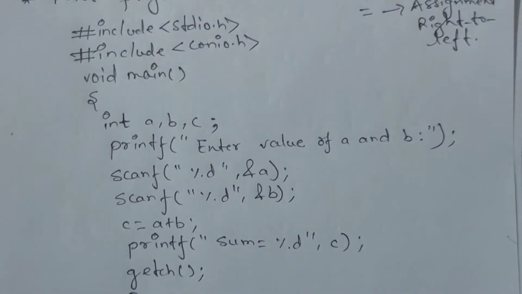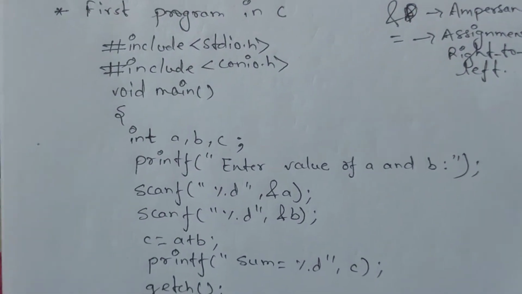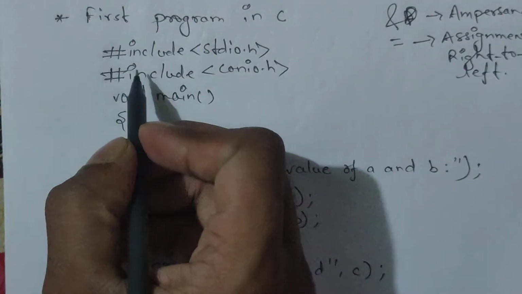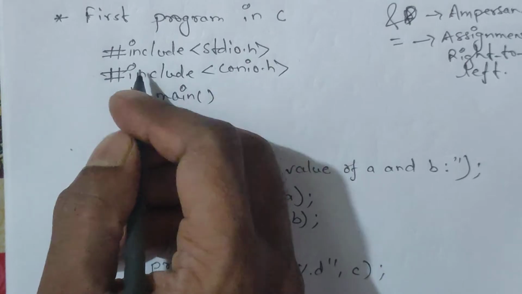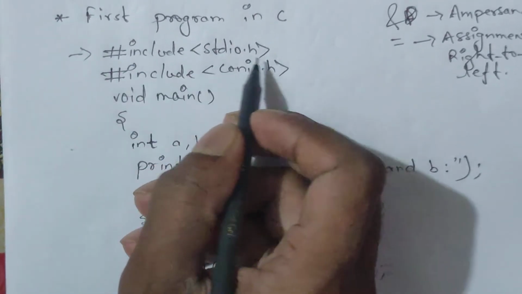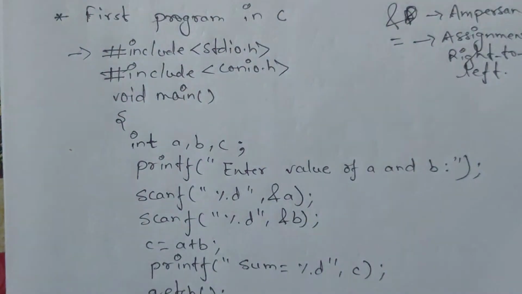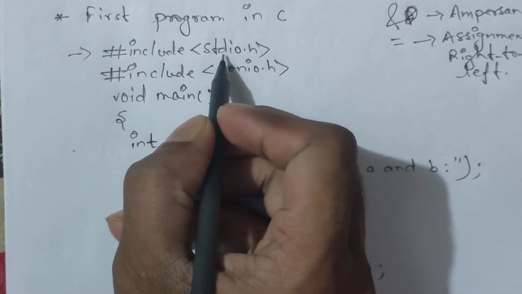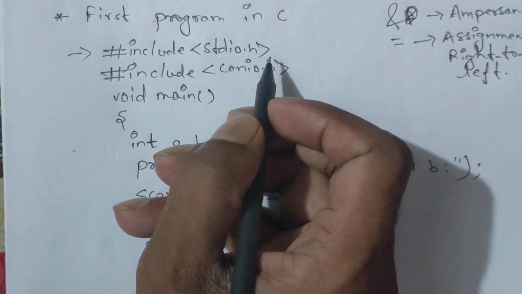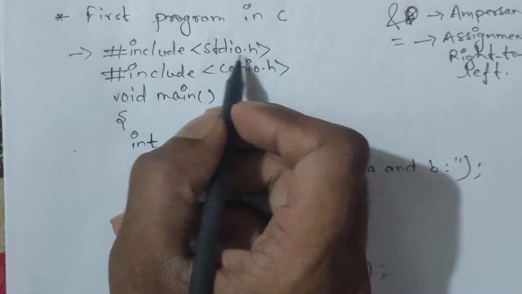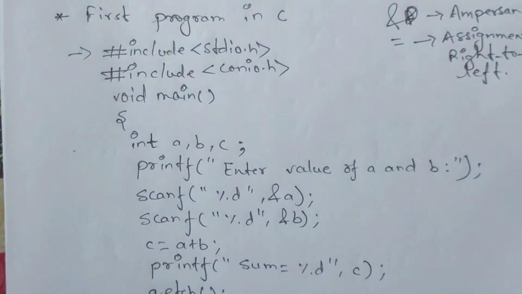Let's see one example. It's the first program in C, so let's do it. Let's start from the first. It's the link section. In the link section, we must write #include stdio.h. Why do we use stdio.h? Because we need to take some input and give some output in a standard format. So stdio.h is used for that.